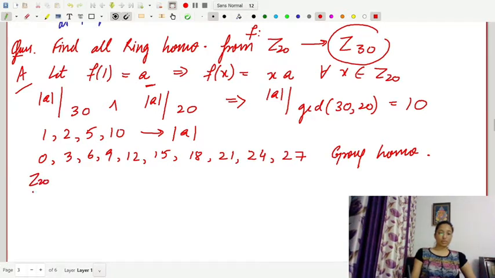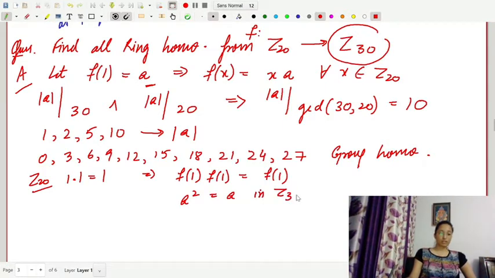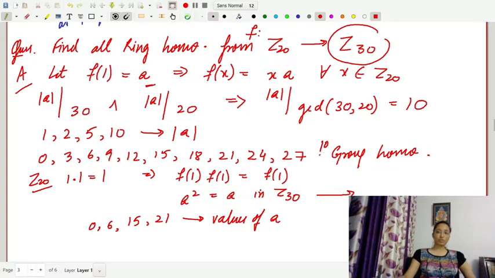And in Z20, 1 into 1 is equal to 1, which implies f(1) into f(1) is equal to f(1). a square is equal to a in Z30. अब ये वाली equation इनमें से कौन से elements के साथ satisfy हो रही है? 0, 6, 15 and 21 are the values of a. इससे तो वापस 10 ग्रुप होमोमॉर्फिज्म्स आए थे, therefore 4 ring homomorphisms.